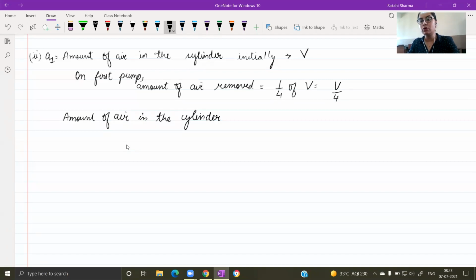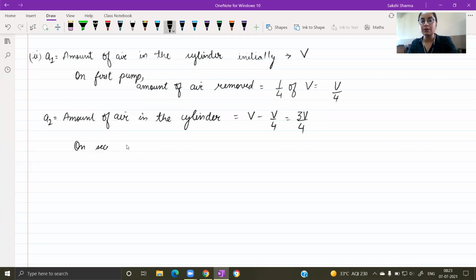What will be the amount of air in the cylinder after the first pump? 3/4 V. V minus V by 4. Initially, the volume of air was V. Subtracting the amount of air removed gives us the volume present in the cylinder now. How much air will be in the cylinder after the first pump?